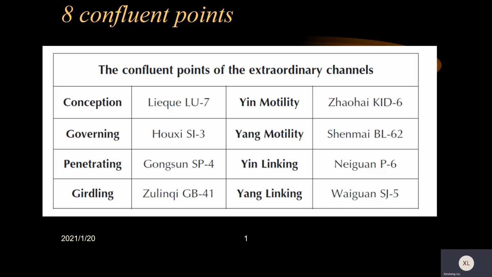Same for the girdle, belt channel: GB41 is on the GB channel, but it can regulate belt channel disorder. KI6 is on the kidney channel, but can regulate yin motility channel disorder. Yang motility is BL62 on the bladder channel, right? Yin linking, yin wei mai, we call it yin wei, is PC6 on the PC channel, but can regulate yin linking disorders. And yang linking, yang wei, is Sanjiao 5 on the Sanjiao channel, but can regulate the yang linking channel. In the future, you can learn the functions of these extra channels later on in the advanced acupuncture class.